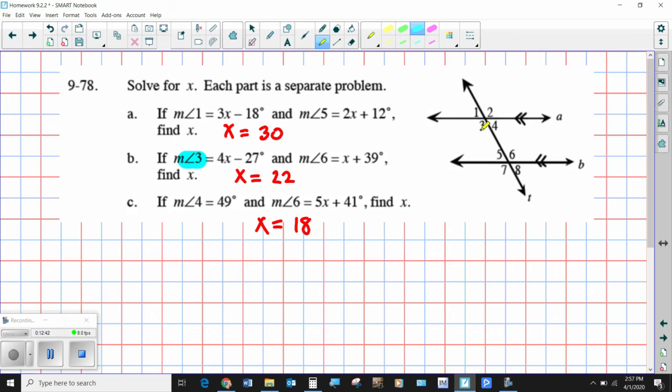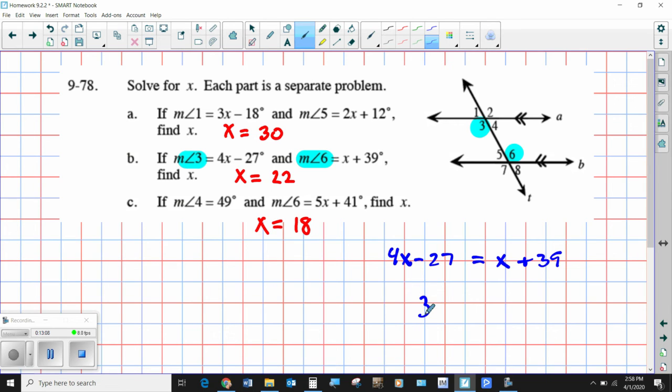Angle 3 is here, and angle 6 is here. Those are alternate interior angles. When a transversal is intersecting parallel lines, they are equal to each other. So that means that 4x minus 27 is equal to x plus 39. So what is the value for x here?